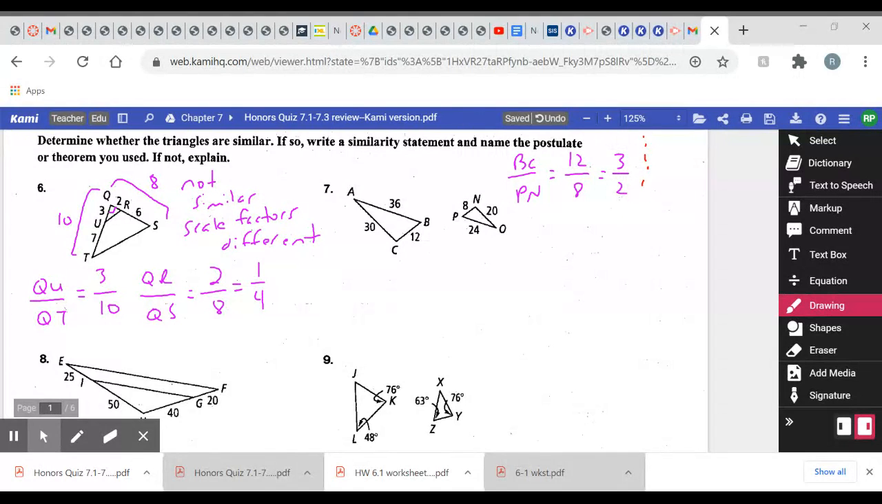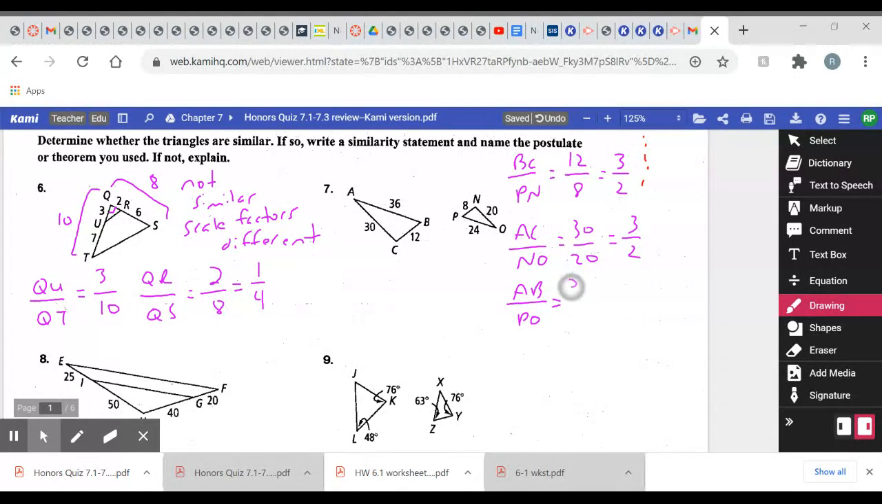If I try the medium lengths, then I can go AC over, let's see, NO. So AC is 30, NO is 20, and that also reduces down to 3/2. I still need to check the last one. So the largest is AB over PO.